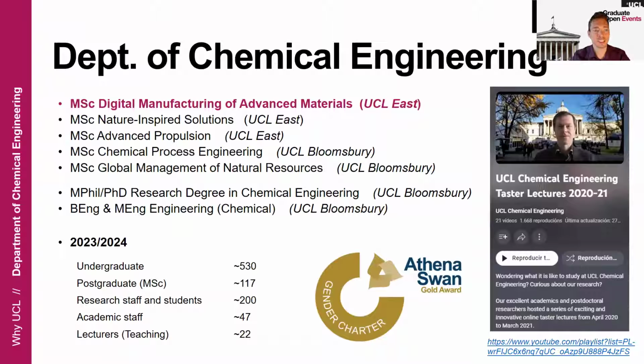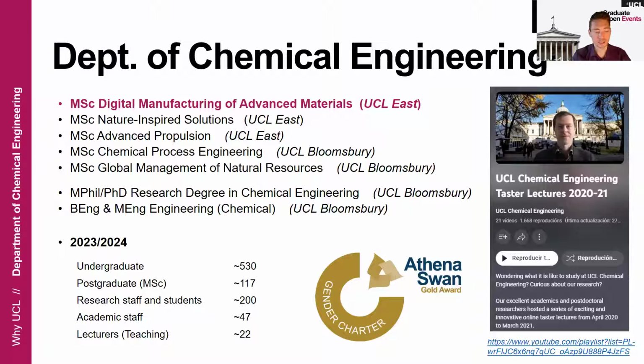So that is us, and with us I mean the Department of Chemical Engineering now. A bit of information on this department. We are hosting in total 5 different MSc programs. For many years existing are the Chemical Process Engineering and the MSc in Global Management of Natural Resources. And very new, I mean, we're 1 year old, we're now teaching the very first cohort. So if you would join us, you would be part of the second cohort starting in September, October 2024. That is Digital Manufacturing of Advanced Materials, Nature-Inspired Solutions, and Advanced Propulsion. And all of these 3, the latter, are hosted on the new campus, which I will present to you in a few slides.